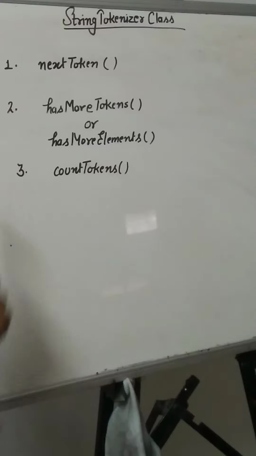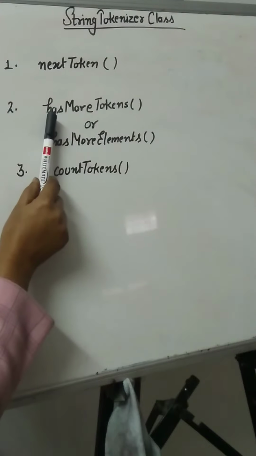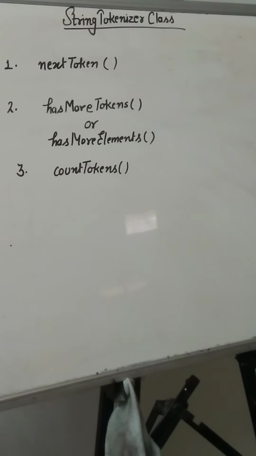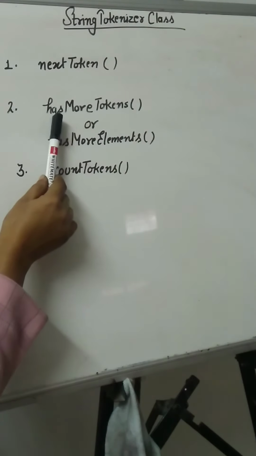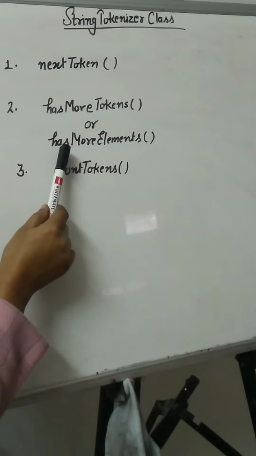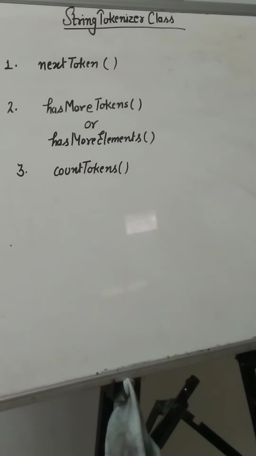Clear? The next function is hasMoreTokens or hasMoreElements. You can see here M and T in capital letter and has in small letter without space. You can use hasMoreTokens, or in place of tokens you can use elements. Both are the same function. This function returns a boolean value. It checks and returns true if there are more tokens available from this tokenizer's string. Otherwise, it returns false.